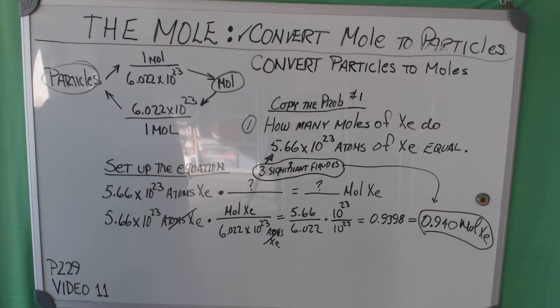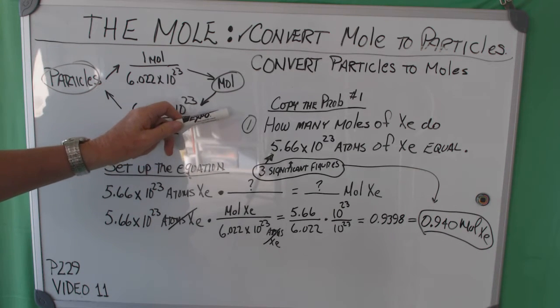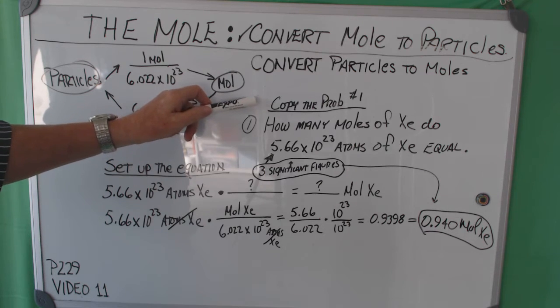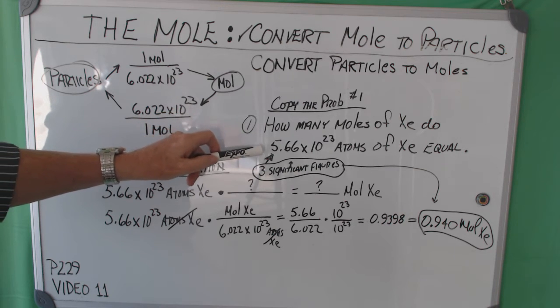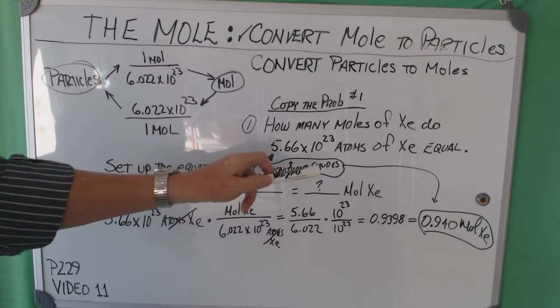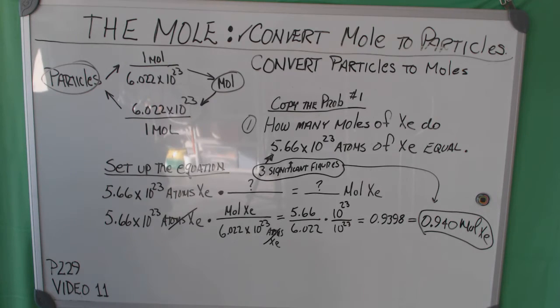Okay, so number one, copy problem number one in your notebook. How many moles of xenon do 5.66 times 10 to the 23rd atoms of xenon equal? As you can recognize, this number is almost as big as the number of particles in a mole, this number here. So we're going to get a number that's somewhere close to 1.